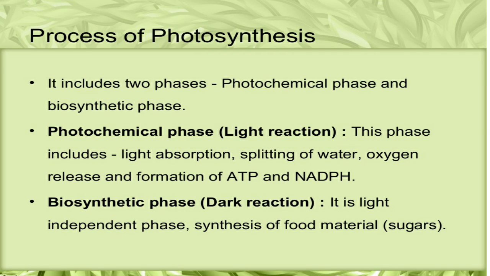Process of photosynthesis. It includes two phases, photochemical phase and biosynthetic phase, that is light reaction and dark reaction. Photochemical phase or light reaction: this phase includes light absorption, splitting of water, oxygen release, and formation of ATP and NADPH. Biosynthetic phase, that is dark reaction, is a light independent phase, synthesis of food material, that is sugar.